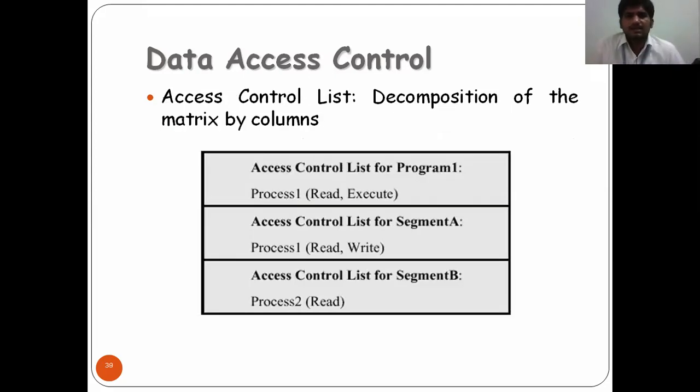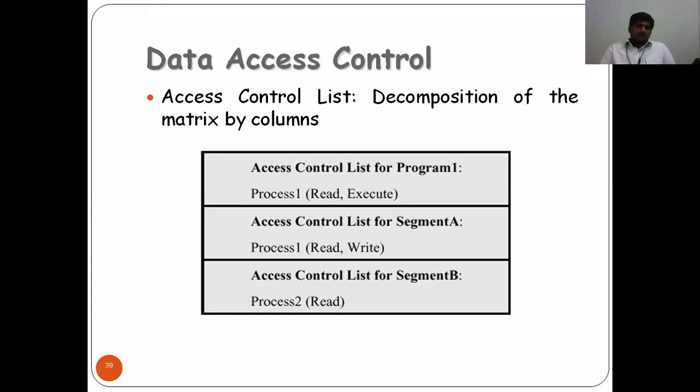Then data access control. What is an access control list? It is the decomposition of the matrix by column. So, for example, the first column is about program one. Process one can read and write. So we take one column and separate it into a list. A list means we have only one row, like that, so list one by one.